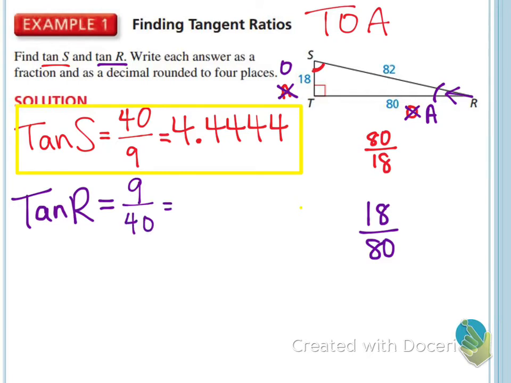9 over 40. We're going to go ahead and write that as a decimal to four places. So what do we get? 0.225. You can put a 0 at the end. It technically isn't wrong if you don't. But on your homework, it definitely says to the 10,000ths. So make sure you know to four decimal places.